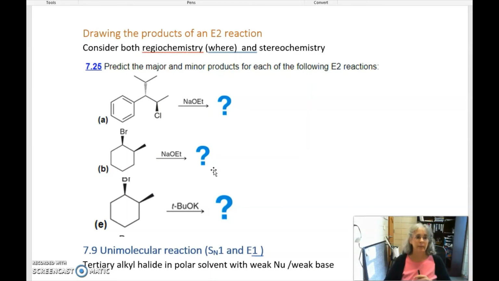So let's draw the products. When we draw the products of these reactions, we're going to need to consider regiochemistry, i.e., will the reaction go this way? Will we take a proton from here and get a double bond on this side, or will we get a double bond on this side? We also need to consider stereochemistry. Make sure that we get whether it's going to be an E or a Z, and how many different possibilities there are. So if we look at this, this is our alpha, and we've got two betas. Each one has a hydrogen that we can take.